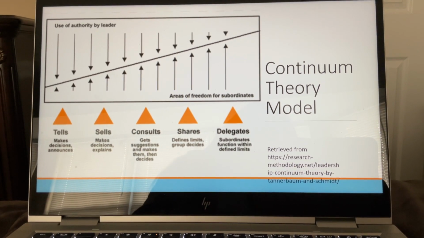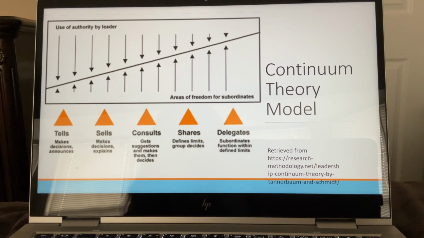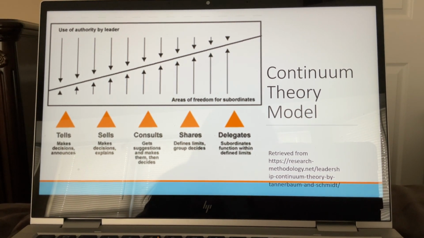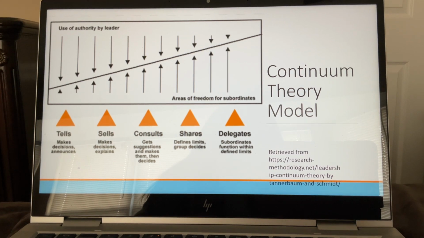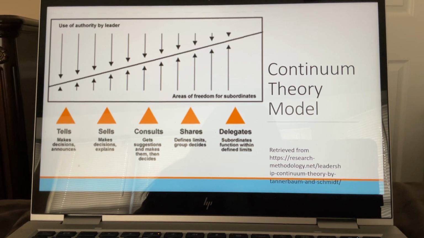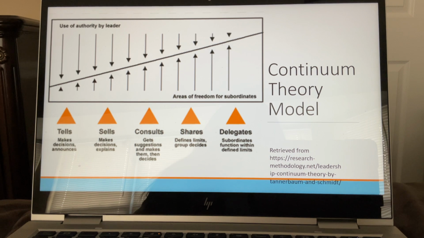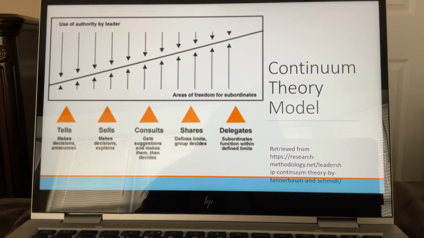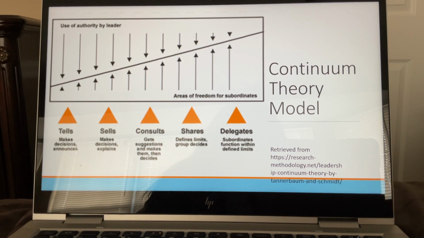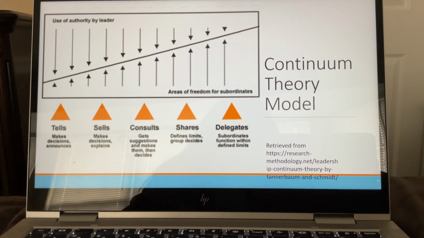If the leader is more strict or task-oriented, they would use more of the left side of the theory model. So they'd be telling or selling their decisions to the employees, and the employees would have a lot less decision making. Or on the right side of the model, the employees would get to have a lot more power, and the leader would have less. So the leader would be delegating or sharing their responsibilities a lot more if they were using the right side of the model.